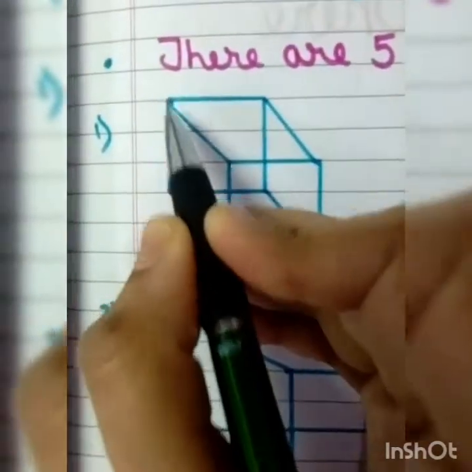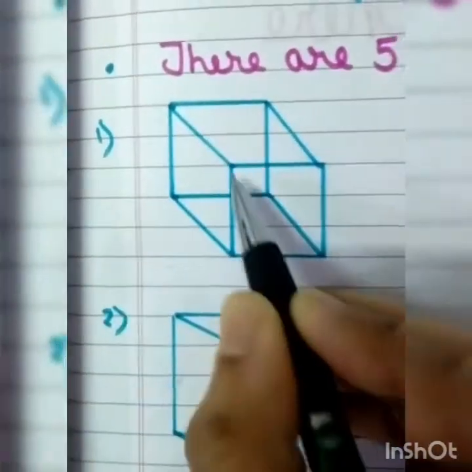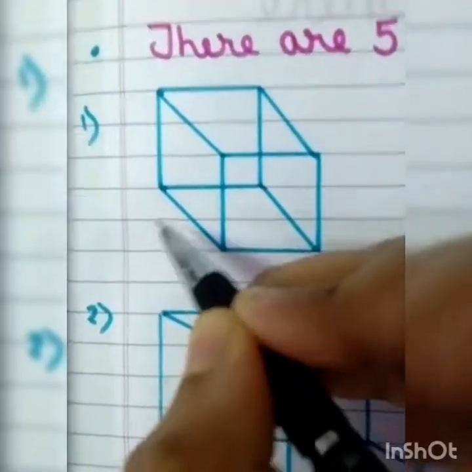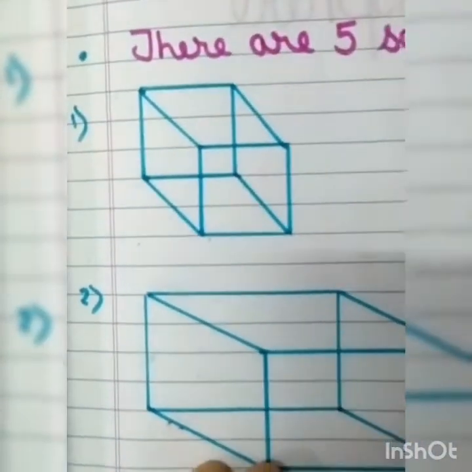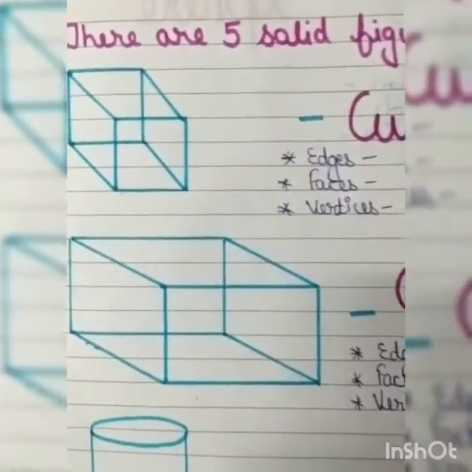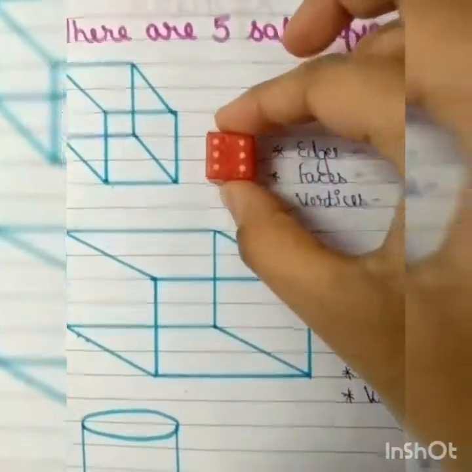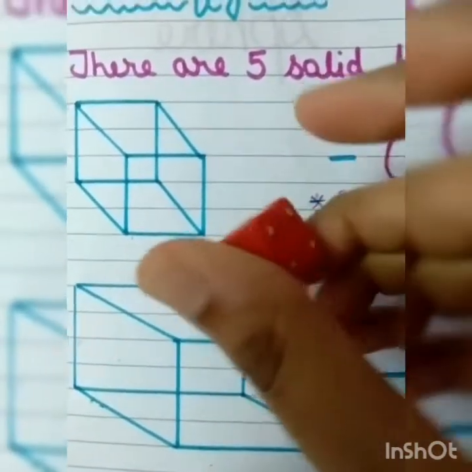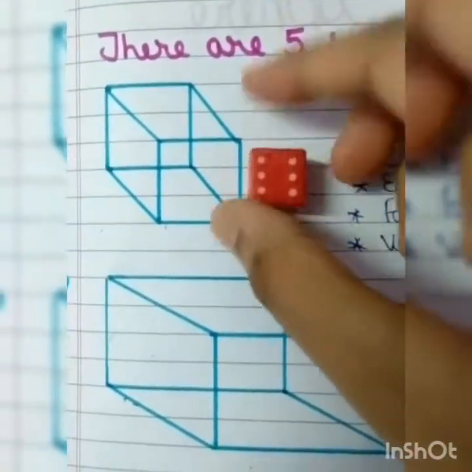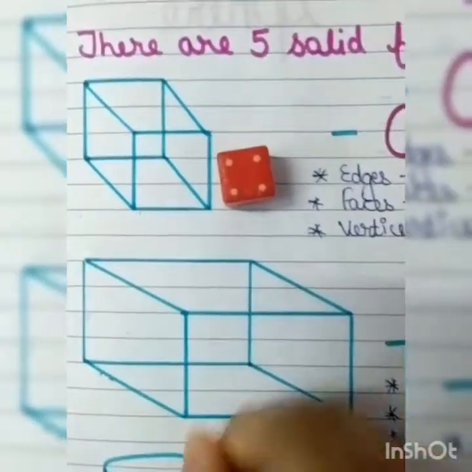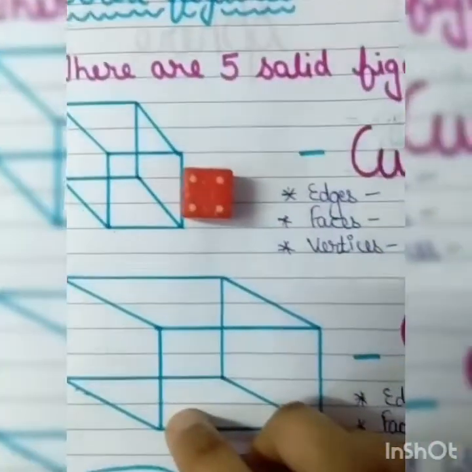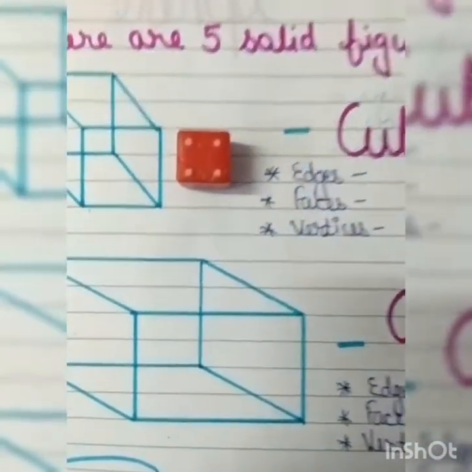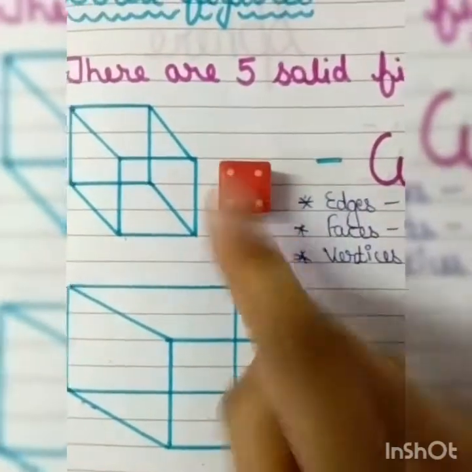So first I made one square, then again made one square, and then I joined their edges. Okay students, so now I will show you the object. Yes, I have a dice and it is a cube. As you can see, it is a cube. Now students, we are going to write the edges, faces and vertices of this cube.